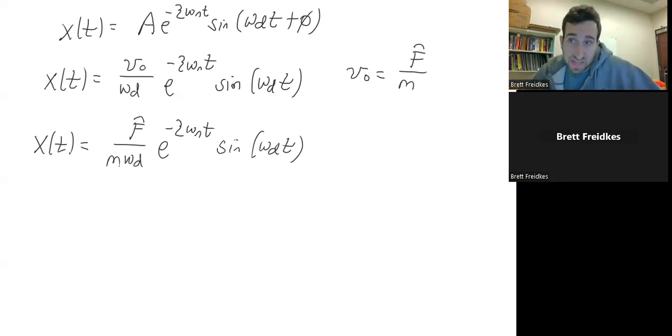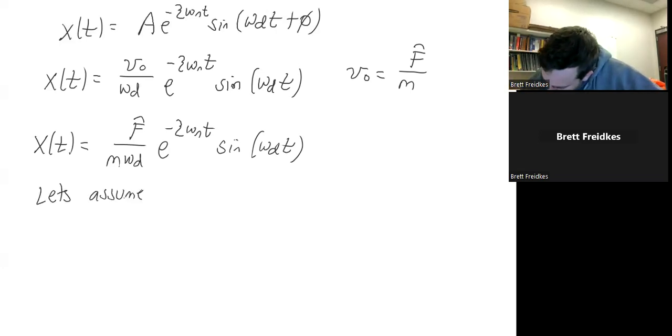So this basically says if I apply an impulse of 1,000 Newton seconds, that's my f hat, I can find what x of t is for any system that's underdamped. But what we care about is a very general form of this. Let's assume f hat is equal to 1.